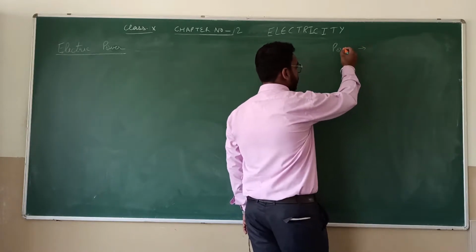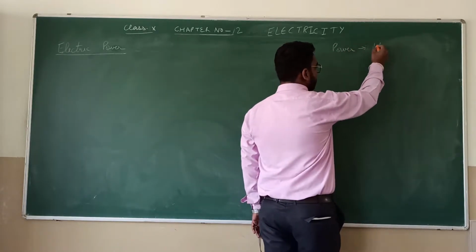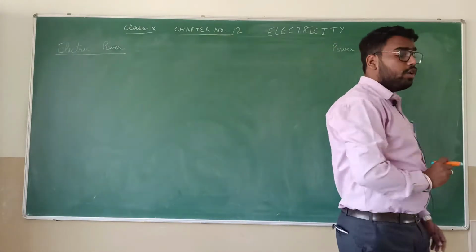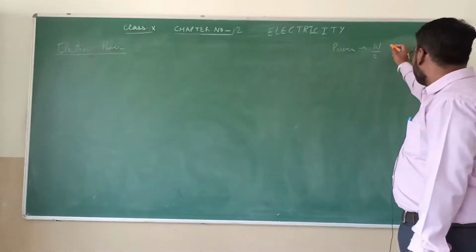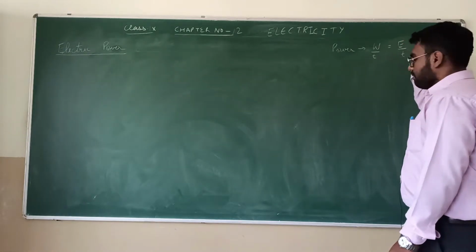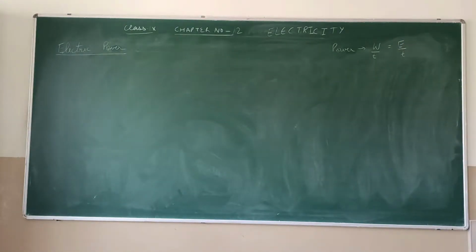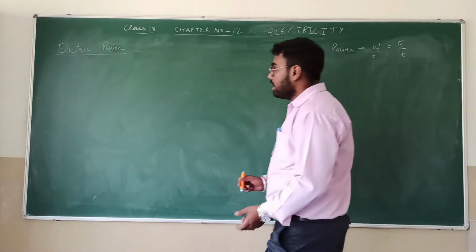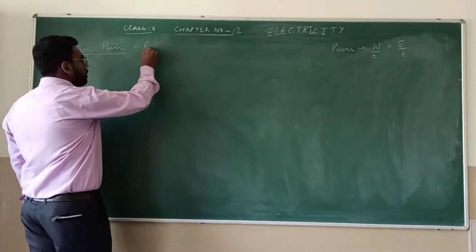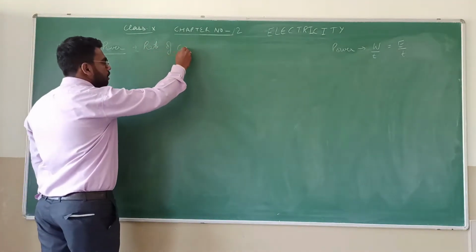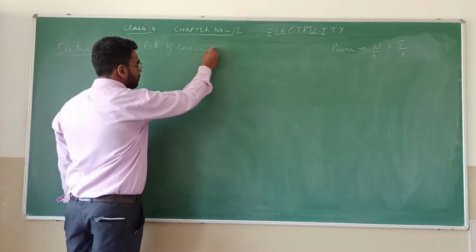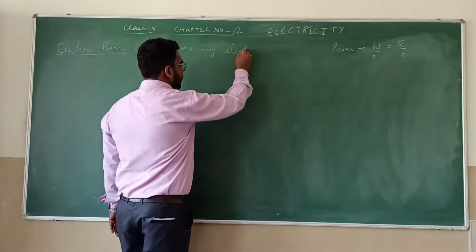Power is the rate of doing work, that is work upon time, or we call it the rate of consuming energy, that is energy upon time. So if I ask you what is electric power, electric power is nothing different. Power means rate of doing work, so electric power is the rate of doing electric work or the rate of consuming electrical energy. Electric power is the rate of consuming electric energy.